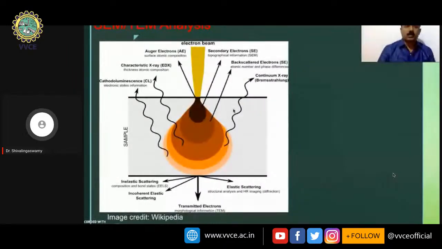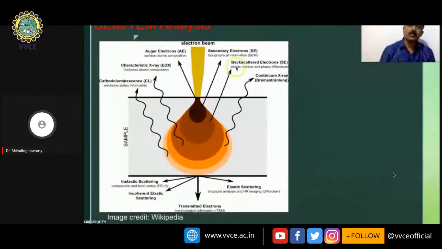This diagram very well illustrates the things that are characterized with the help of scanning electron microscope or transmission electron microscope. Only the sample size matters. We have something called thick specimen interaction and thin specimen interaction. For transmission electron microscope, thin specimen interaction is observed. That means the sample size will be small, and the electron beam actually transmits through the sample to find out the inner features.